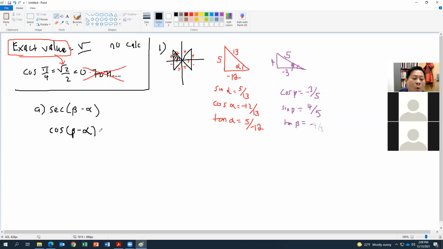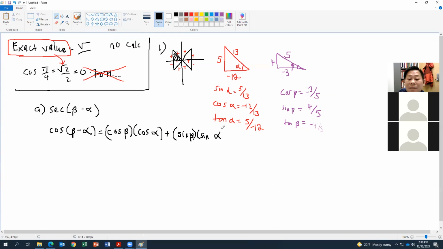So anyone know what is the formula for cosine beta minus alpha? This is very important. And if you don't know, yep, this will be cosine beta times cosine alpha. Then what you have? Plus what? Sine beta and sine alpha.